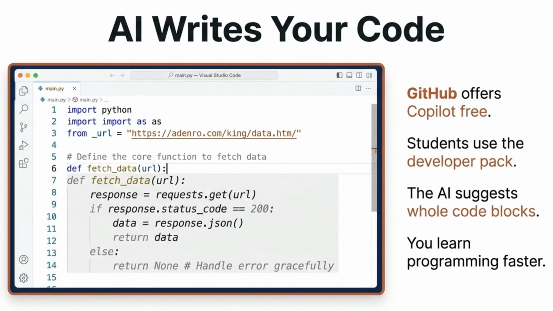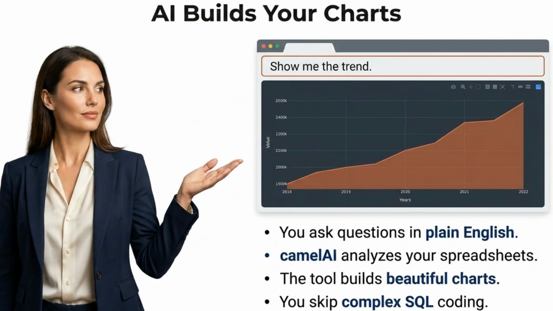If you are coding, GitHub Copilot is invaluable. Students can access the developer pack to get AI suggestions for entire code blocks, helping you learn programming faster. Need data visualization? Camel AI allows you to ask questions in plain English about your spreadsheets. It analyzes the data and builds beautiful charts without requiring complex SQL.